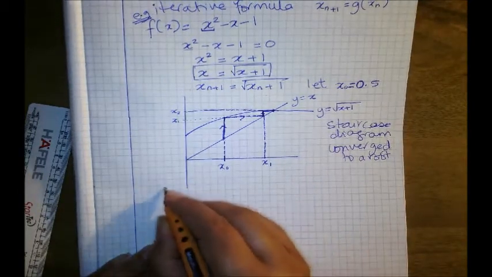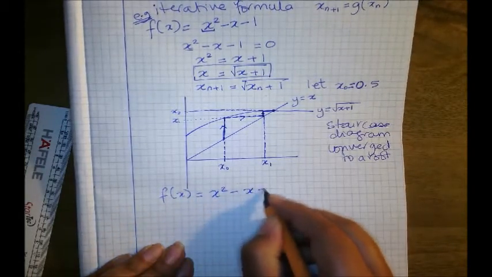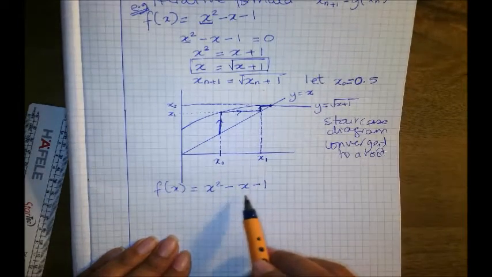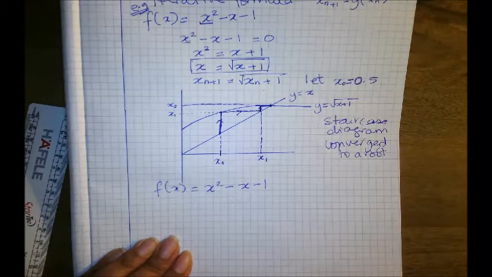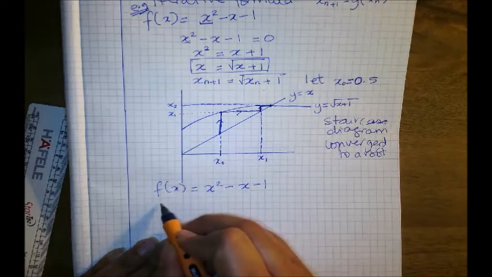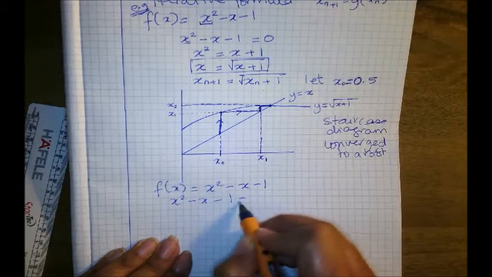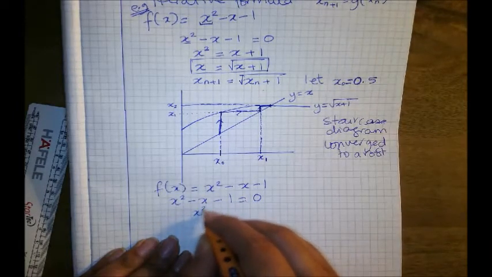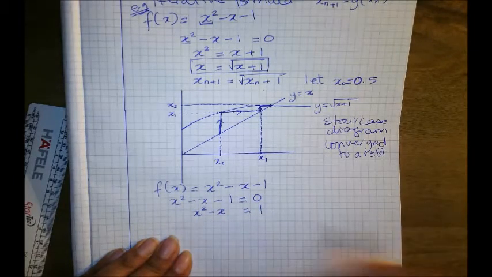You don't need to draw the diagram in an exam. They will never ask you to draw it, but it's always good to know what your iteration is looking like, okay? So this is called a staircase diagram, and you have converged to a root in this case, okay? Now, like I said, there could be another way of rearranging this equation, okay?